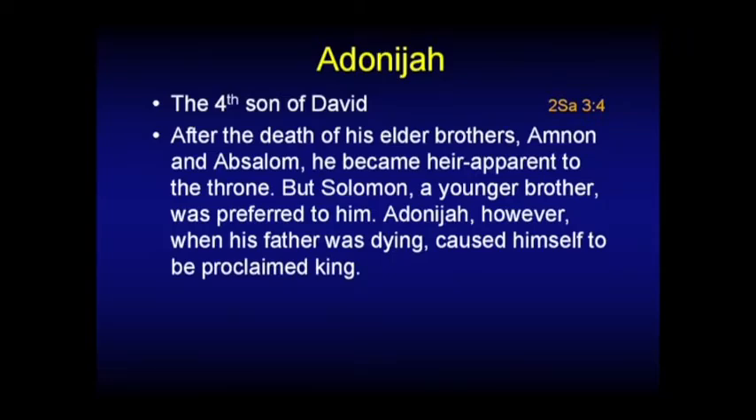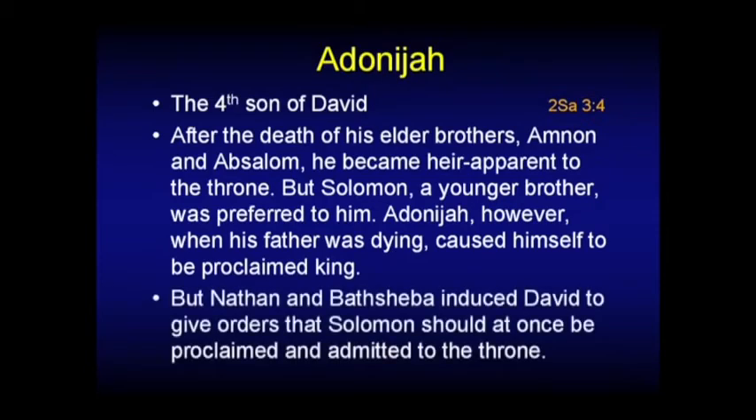So Adonijah, while his father was dying, tried to cause himself to be proclaimed king. But Nathan and Bathsheba headed that off by getting David to give orders that Solomon would be at once proclaimed and admitted to the throne. So that's why Solomon was a little young, but that's the way David wanted it, and so he headed off Adonijah.